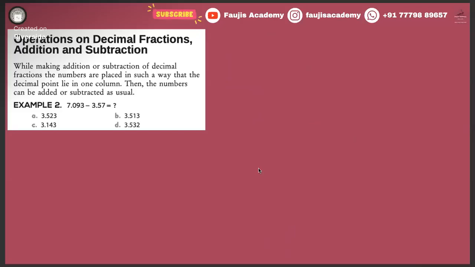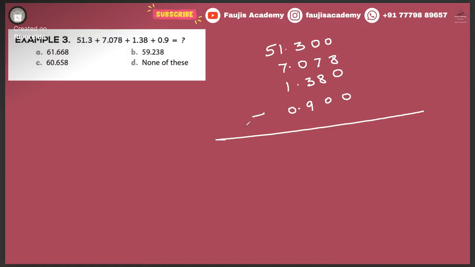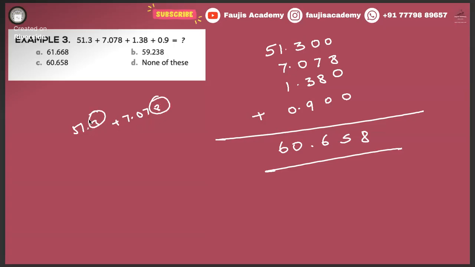Same is the case here. Do you know or not? Calculate this one and tell me the answer. 5.3, 7.078, and 0.9. The decimal point has to be written like this, and where we don't have numbers we put 0s. Now add this and tell me how much it is. So it's option C. Others also agree, right? Do not add here and there, like adding 8 with 3. Don't do that.